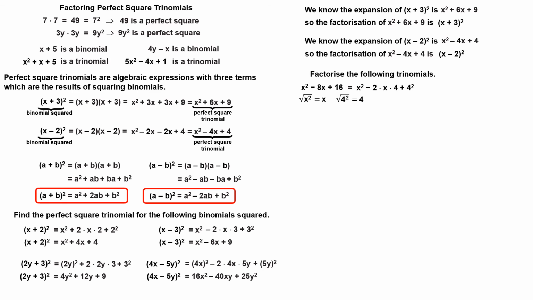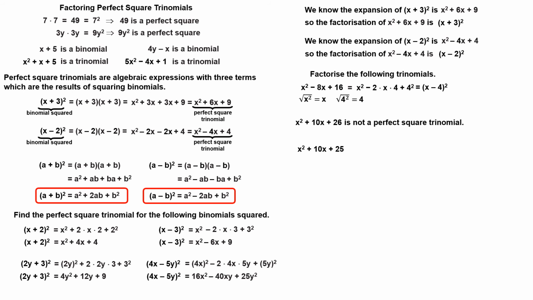Therefore, the trinomial can be factorized into x minus 4 times x minus 4, also written as this binomial squared. In this trinomial, the 26 is not a perfect square, so this trinomial is not a perfect square trinomial. If you do not have two perfect square terms, then the trinomial is not a perfect square trinomial.